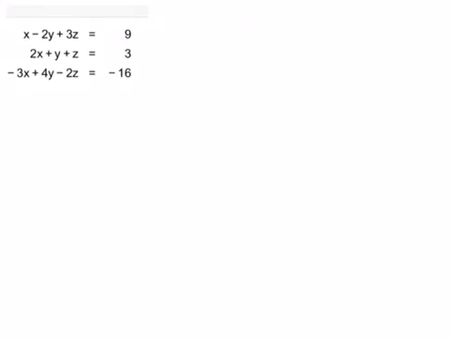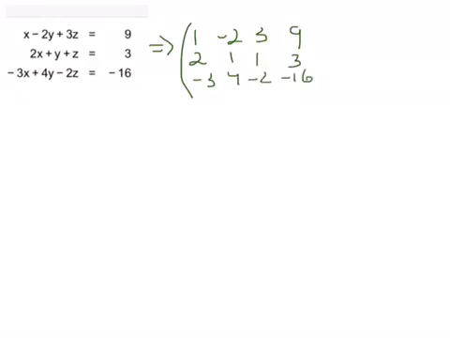So the first thing we're going to do is write the augmented matrix associated with this system of equations. So we're going to write the matrix that goes with the coefficients, so the top equation becomes the top row: 1, negative 2, 3, and then 9. And then the next row is the coefficients 2, 1, 1, 3. And the third row is negative 3, 4, negative 2, and negative 16. I'll put the bar in to show the equal sign and draw the last part of the matrix.